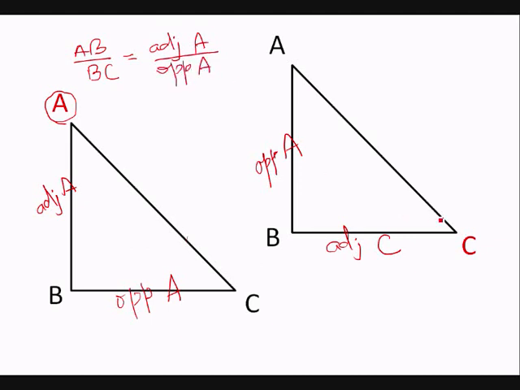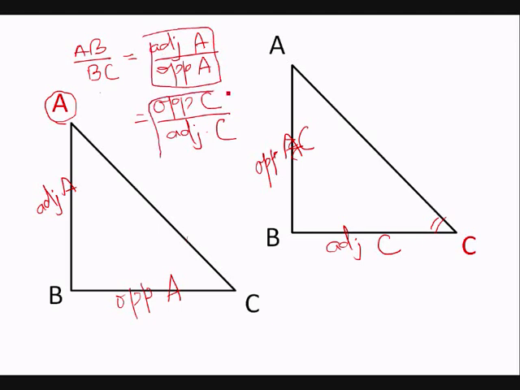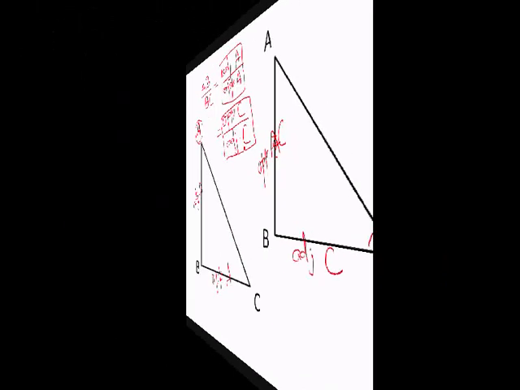But if you are considering angle C, then the same AB over BC will be written as opposite to C over adjacent to C. Therefore, this ratio depends on the angle. The name is different, as you can see: adjacent over opposite when A is considered, whereas opposite over adjacent when C is considered. Generally speaking, in a triangle we have 3 sides with these names.